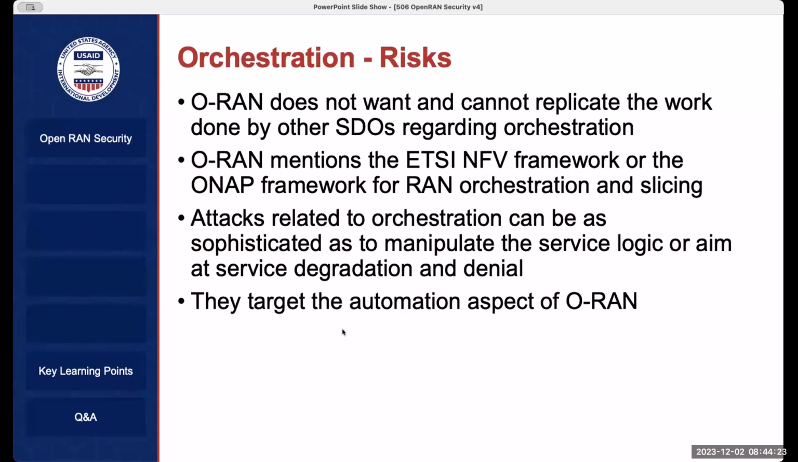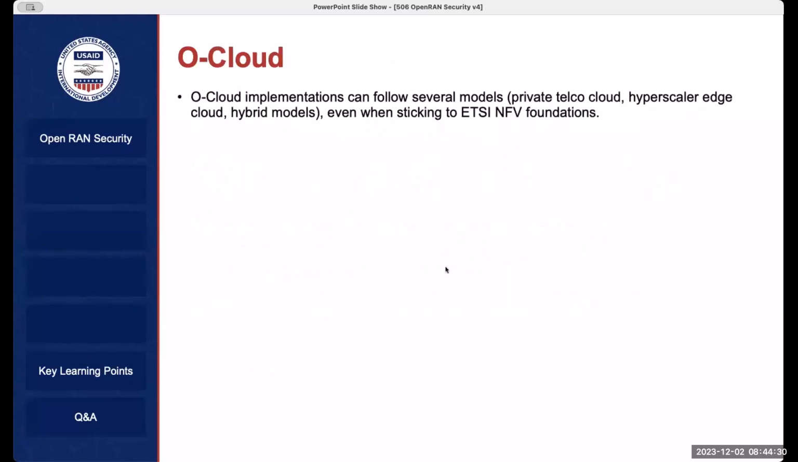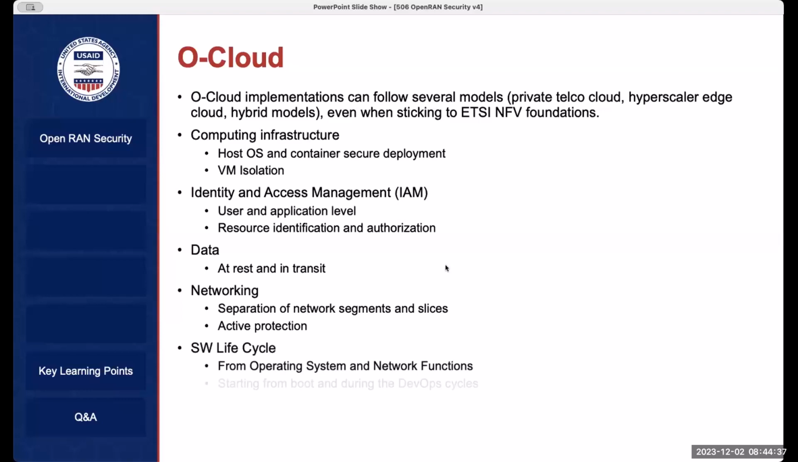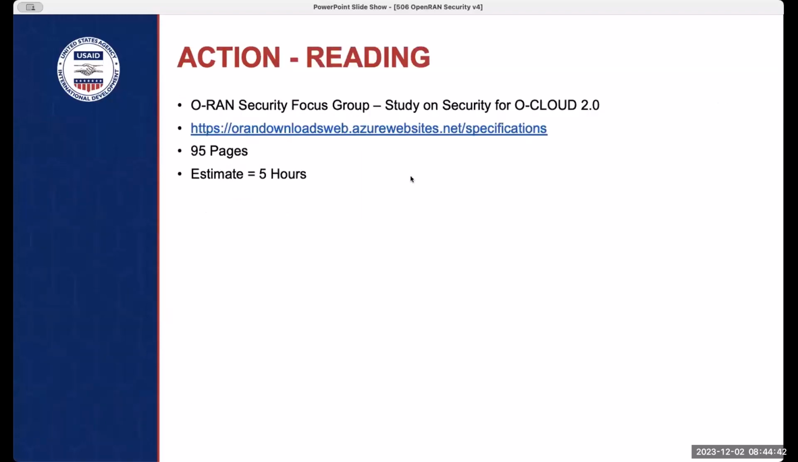I'll breeze through this since medyo haba din actually yung course, since this is a walkthrough. And then we have the O-Cloud components, but this would also be discussed dito sa ORAN Security Focus Group. There's a study on O-Cloud 2.0. This is around 95 pages, which would require roughly around 4 hours. Sorry, 5 hours of reading.